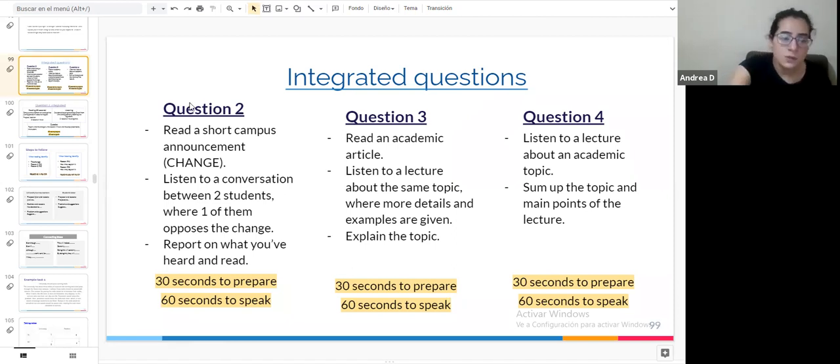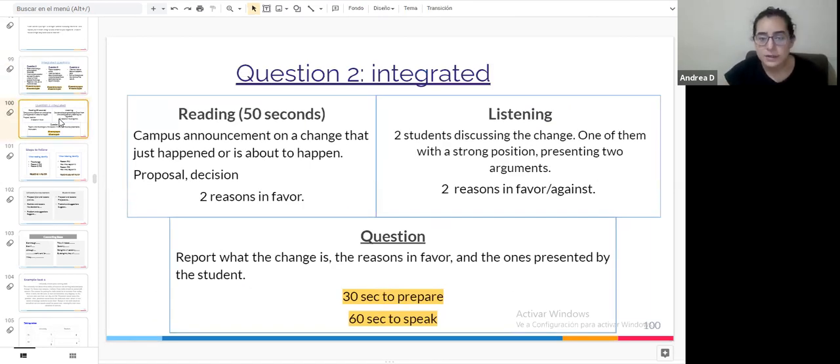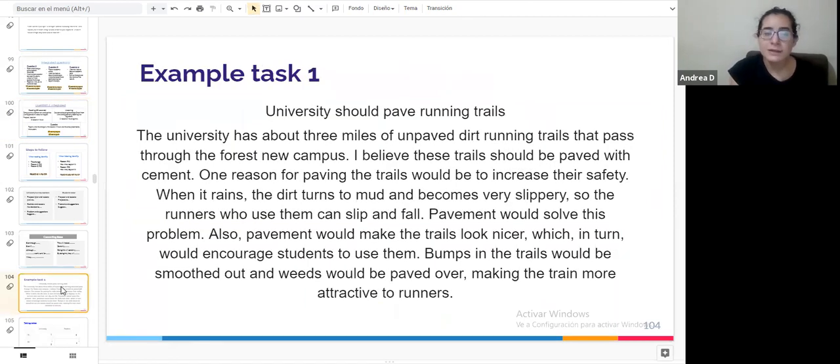And we'll start today with question 2. Okay, so task 2 of the speaking section. In this task, first you will read something. You will be reading a short text, something like this, and you will be given 45 seconds to read. You can take some notes while you're reading, of course.